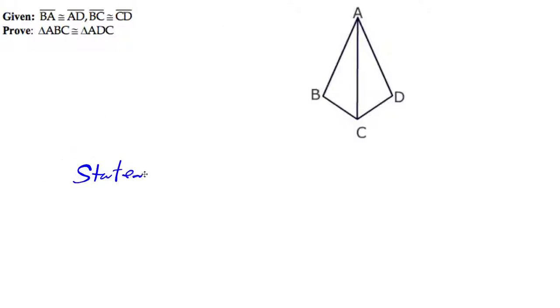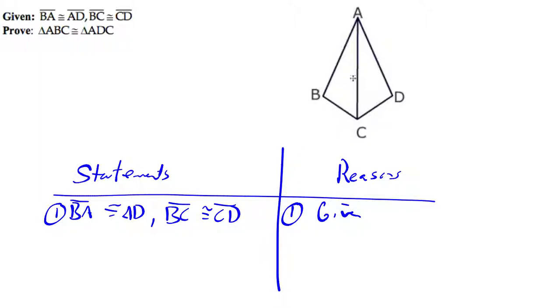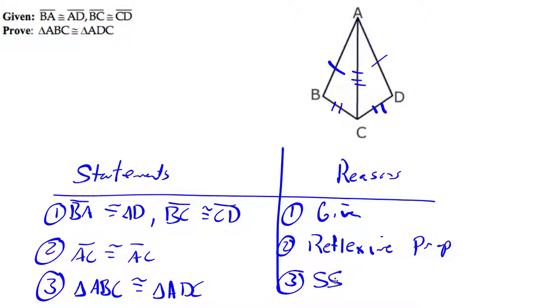So if we look at these statements and these reasons, the statement here is that BA is congruent to AD. And I can also say in the same step, why not? BC is congruent to CD. This is all given. I have that common side that they both share. Whenever that happens, chances are I'm going to have a reflexive property. So that means that AC is congruent to AC. And if I look at my picture now, I have 3 sides. So I have enough to say that ABC is congruent to ADC, and that's because of side, side, side.